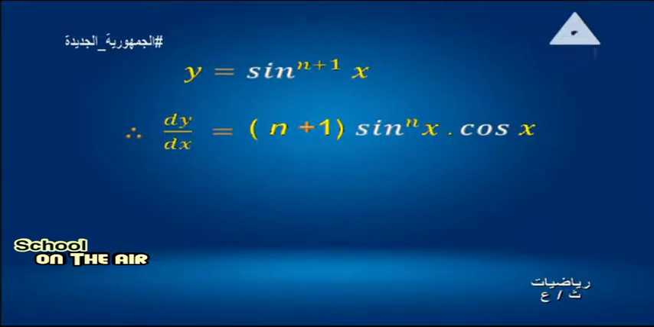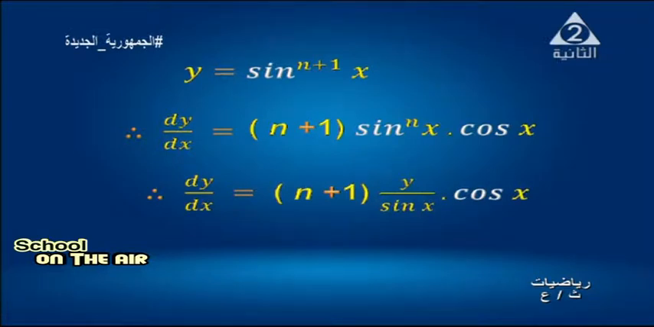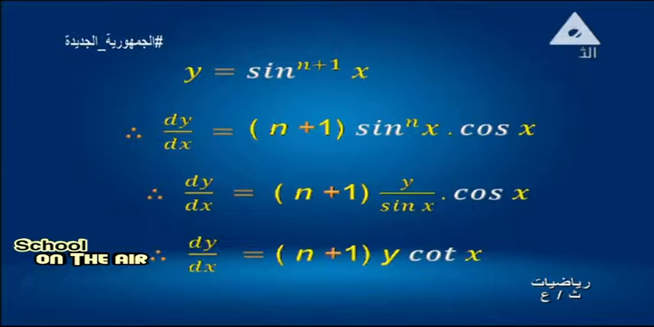Remember that the power here, n plus 1, is a constant real number, but the variable is x. So dy dx equals n plus 1 between two brackets times y over sine x, which equals sine power n x multiply cosine x. Then dy dx equals between two brackets n plus 1 multiply y multiply cosine x over sine x equals cotan x.